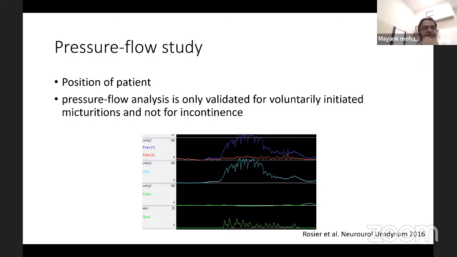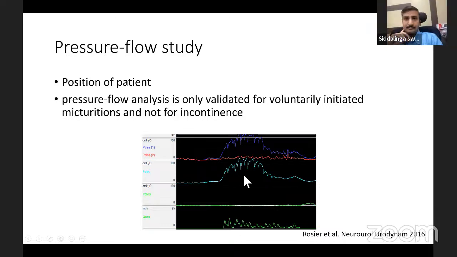So in a pressure flow study, the detrusor contractility index and BOI and so on are valid only for voluntary voids, not for overactivity voids. Like in this case, you see, it looks like high pressure obstruction, isn't it? So this patient had very severe overactivity. We made him void, and he started to leak also.